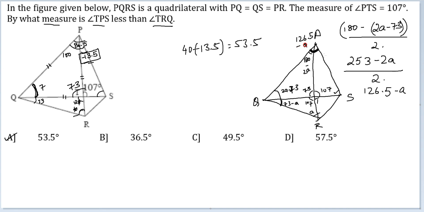This entire angle is now 126.5 minus A. So this angle alone, TPS, would be 126.5 minus A minus 180 plus 2A, or the difference between them. How much do I get here? 53.5 plus A. So this angle here is 53.5 plus A. This angle is A. The difference between them will again be 53.5.